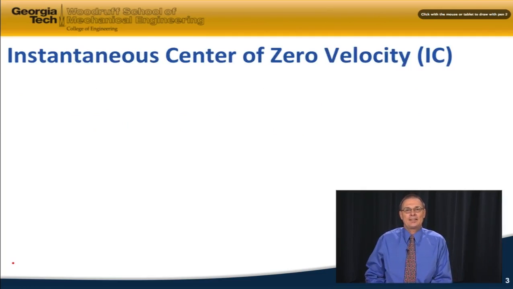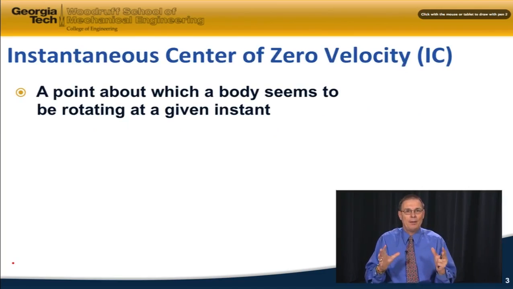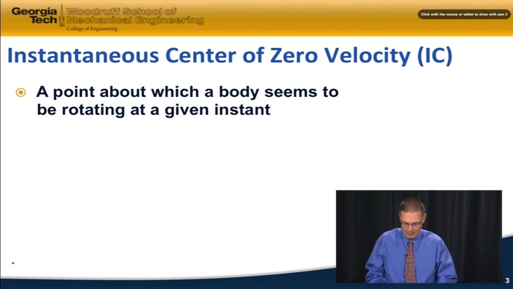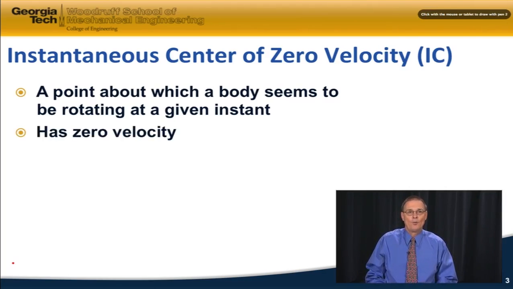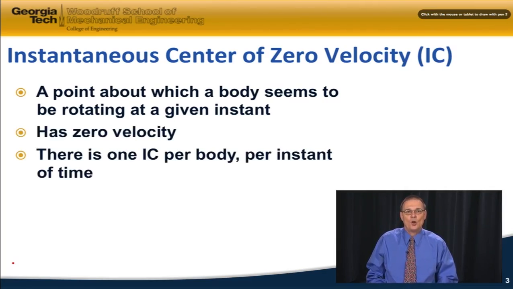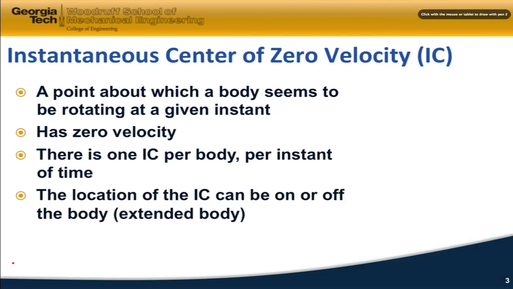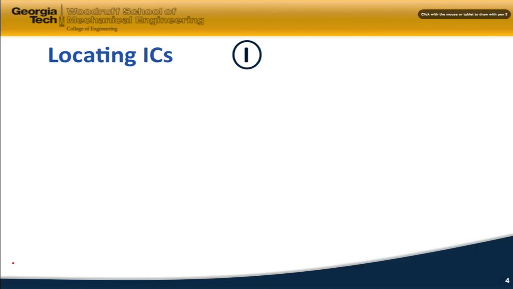So the instantaneous center of zero velocity is a point about which a body seems to be rotating at any given instant, or instantaneous, like a snapshot in time. It has zero velocity, and there is only one instantaneous center per body per instant of time. The location of the IC can actually be on or off the body, and we call that the extended body.